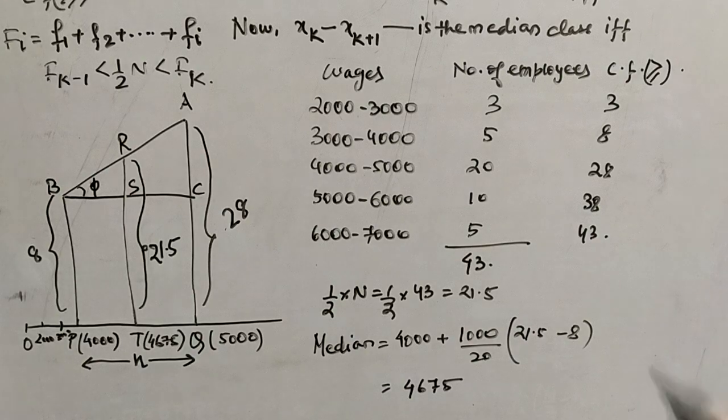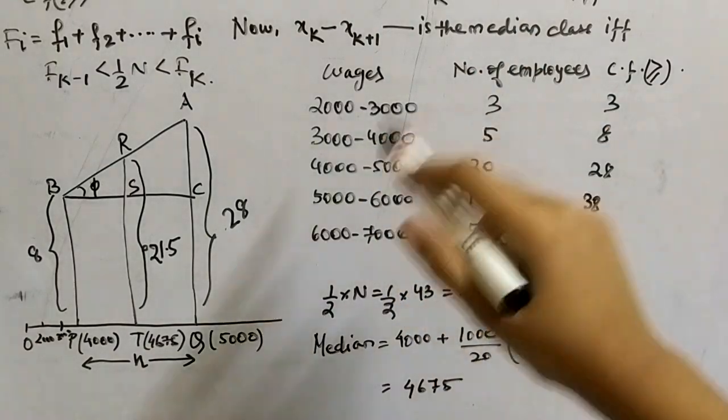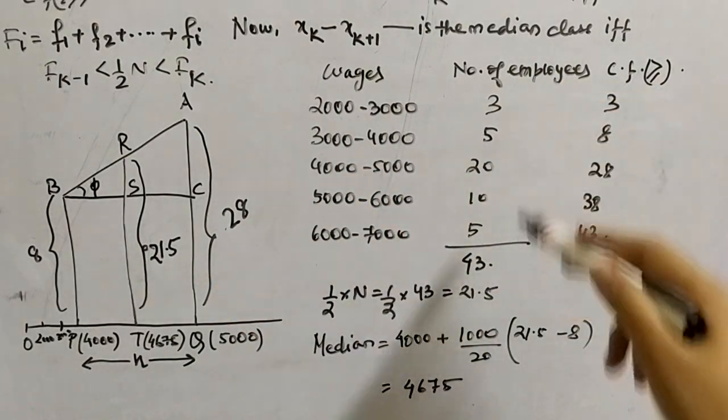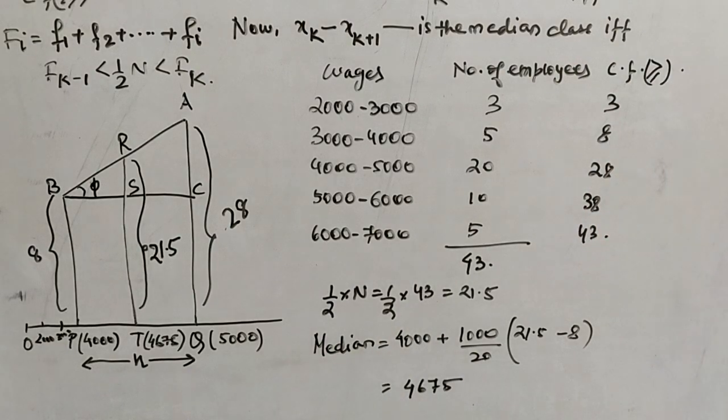So these are the wages. First thing first, you have to see whether the data is arranged in an ascending or a descending order. As you can see, 2000 is less than 3000, 3000 is less than 4000, and so on. So it is arranged in an ascending order. Step number 1 is done. Now this is the number of frequency which is already given over here.